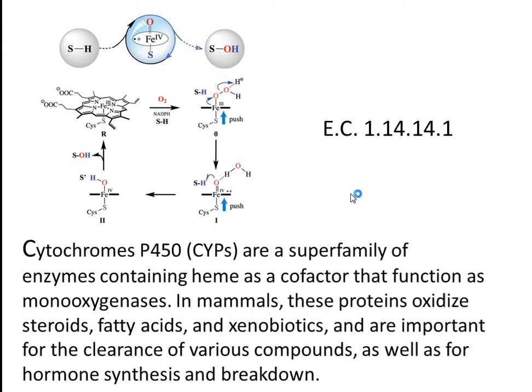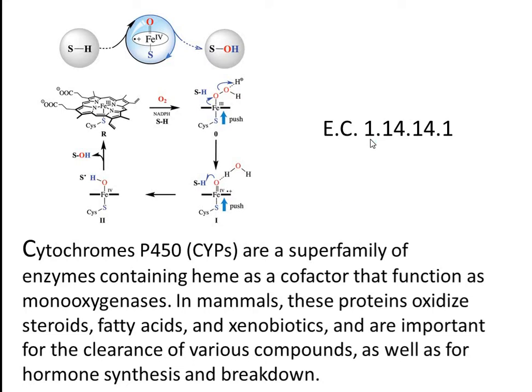The third example of oxidoreductase is of oxygenase, that is cytochrome P450, which is often called CYP proteins, indicated by EC number 1.14.14.1. These are a superfamily of enzymes containing heme as a cofactor that function as monooxygenases. In mammals, these proteins oxidize steroids, fatty acids and xenobiotics and are important for the clearance of various compounds as well as for hormone synthesis and breakdown. So this is the example of monooxygenase.